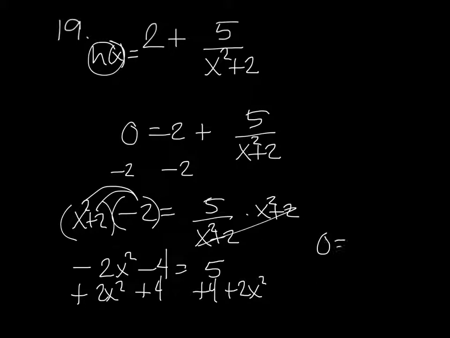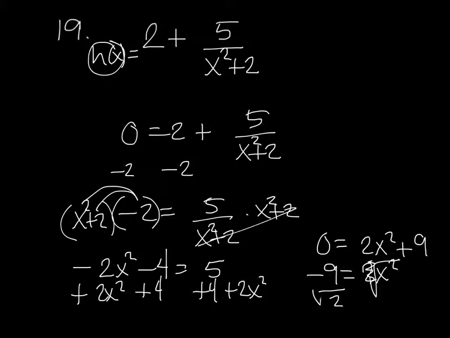So now I have 0 equals 2x squared plus 9. Subtract 9 from both sides. Divide by 2. Square root both sides. And I get i. I don't even care about the rest of it. At this point, I say what for my zeros? No zeros.